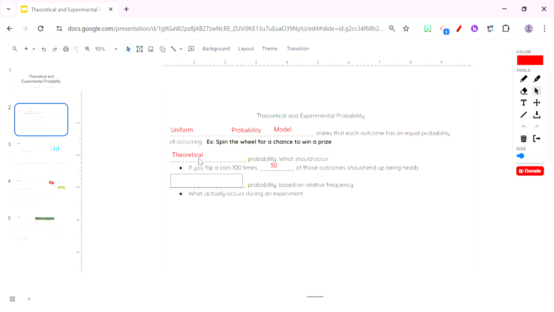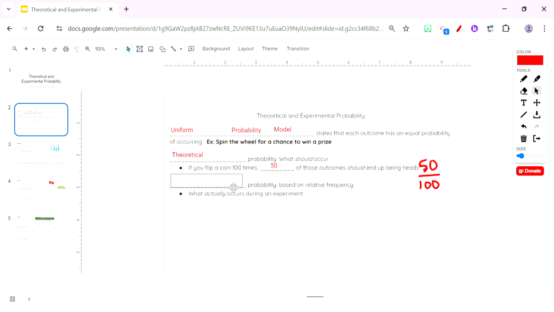Theoretical probability is what should occur in an experiment, okay? What should happen? So theoretically speaking, if you were to flip a coin 100 times, 50 of those outcomes should be heads, and then the other 50 should be tails, right? So 50 out of 100 would be heads.